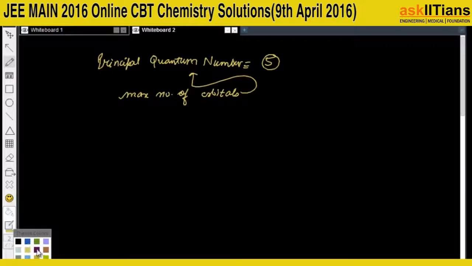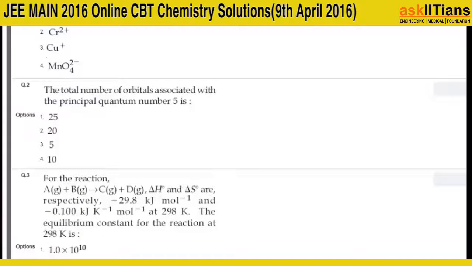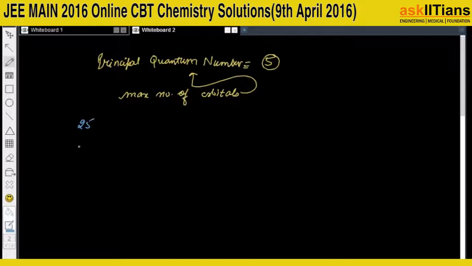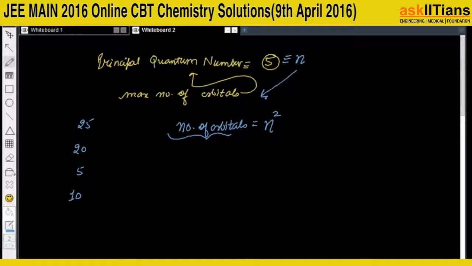So students, now looking at the options, let me see the options again. The options are 25, 25 and 10. If I'm not wrong, you should remember the formula about the number of orbitals which are associated with a particular quantum number. So the number of orbitals for a particular quantum number, let's say n, is written as n square. So if I say any principal quantum number is n, then the number of orbitals which will be associated with that particular orbital will be n square.